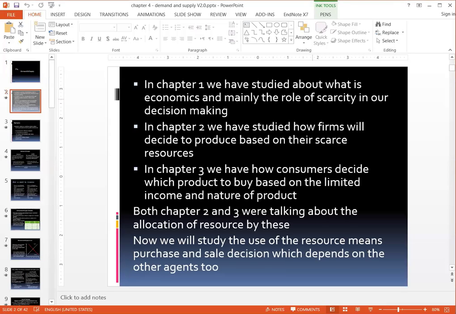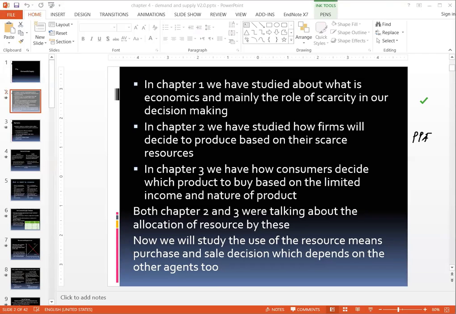In chapter one, we already discussed what economics is and the role of scarcity in our decision making. We did one activity related to this topic. There was a concept of scarcity and decision making in it. Chapter two talked about how firms decide to produce based upon scarce resources. We discussed the topic of PPF, the production possibility frontier. That was a method to decide how firms will maximize their production with the given resources.